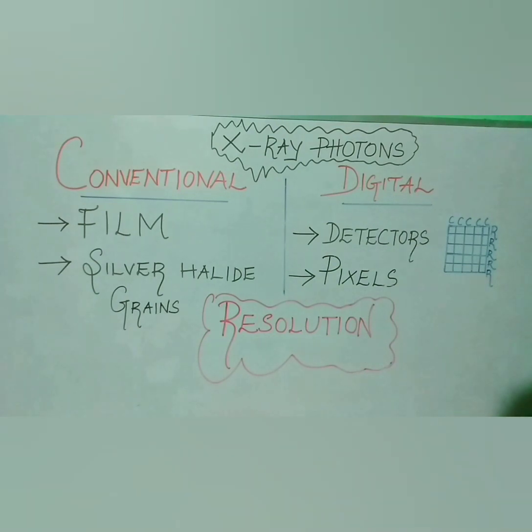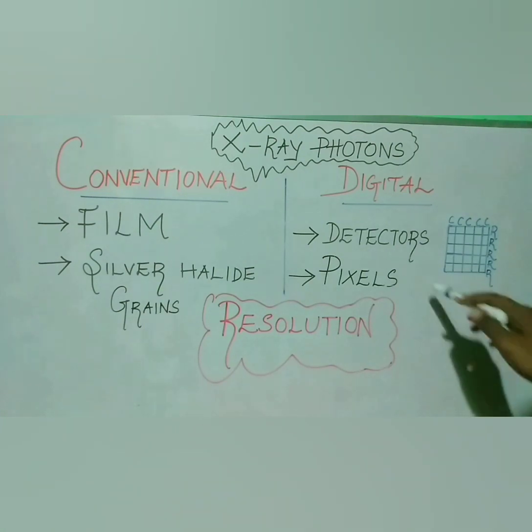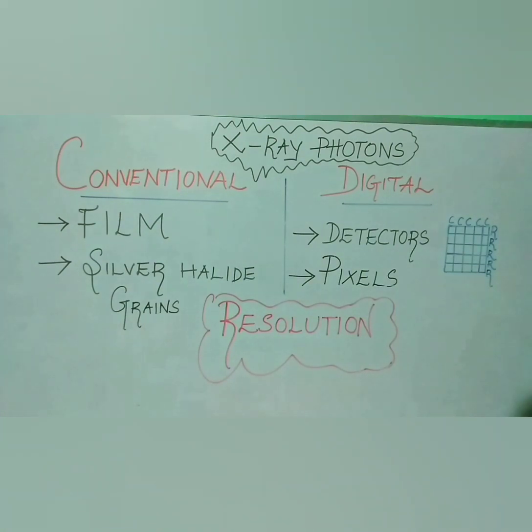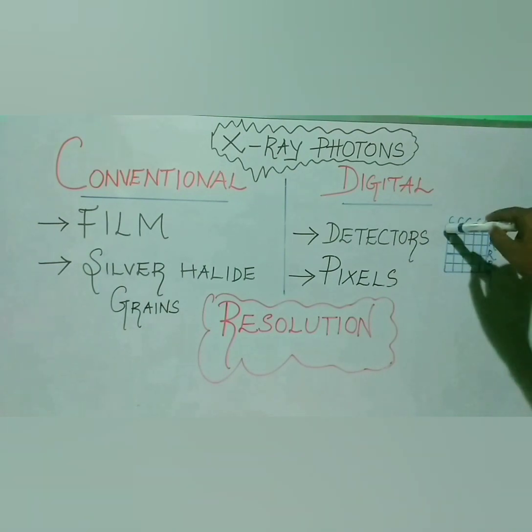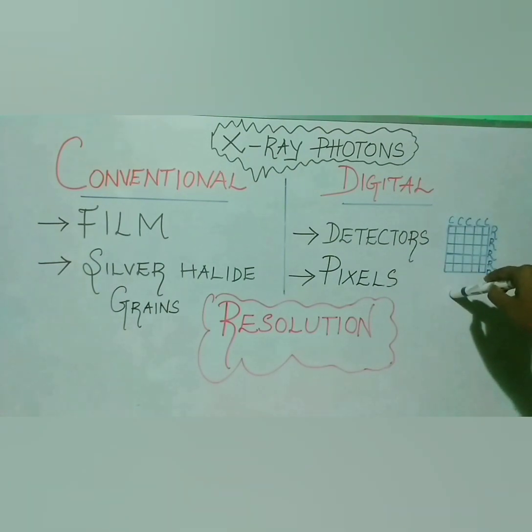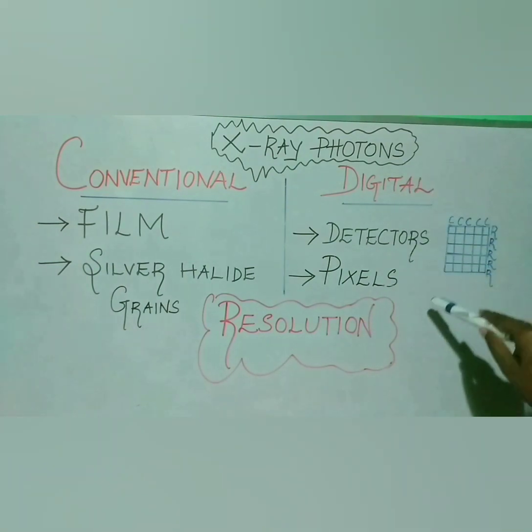To store any image on a computer, it must be broken down into tiny elements. These tiny elements are known as pixels. In a digital image, multiple pixels are arranged in rows and columns. So this is a row and this is a column. So this is about digital radiography.